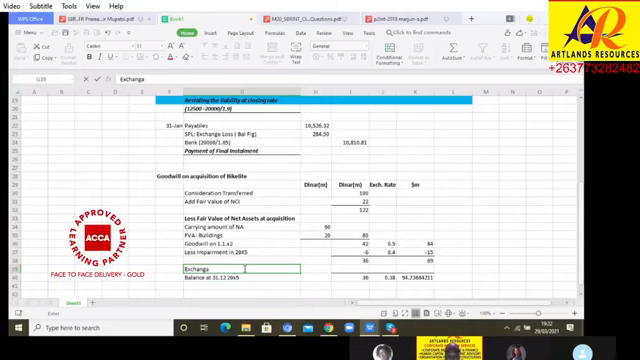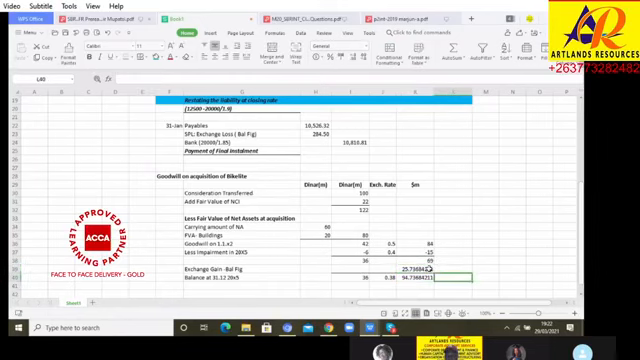Exchange gain. Exchange gain is a balancing figure. A balancing figure. So the exchange gain equals 94 minus 69. So it is gained by 25. It is gained by 25 over this particular period.